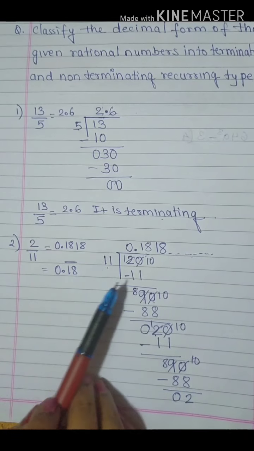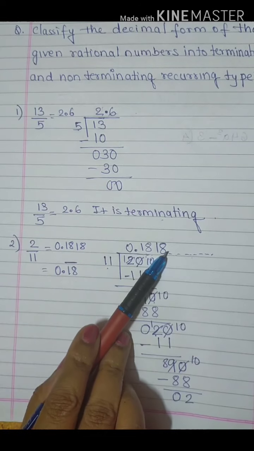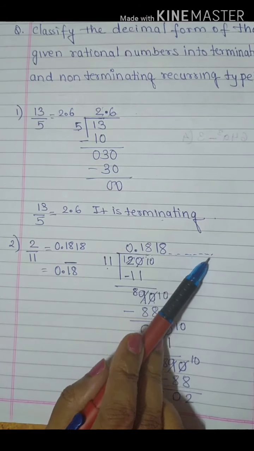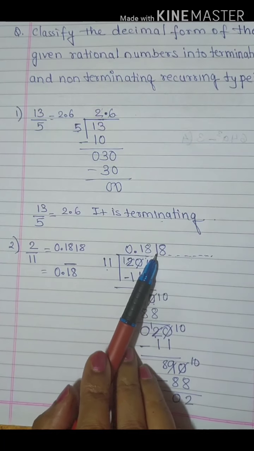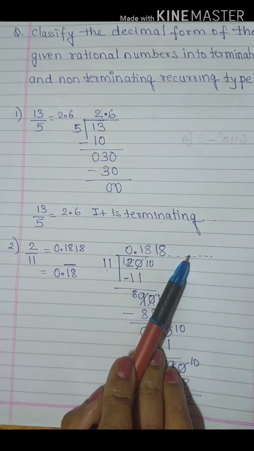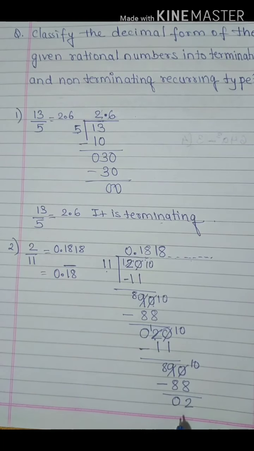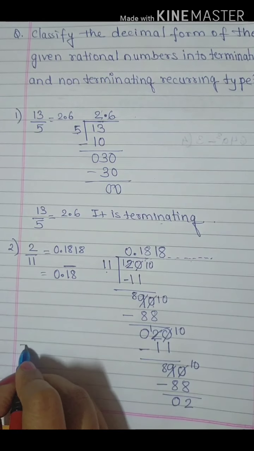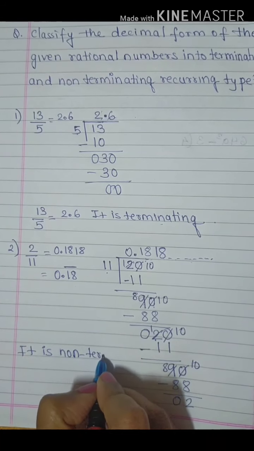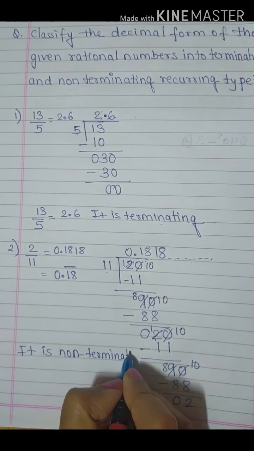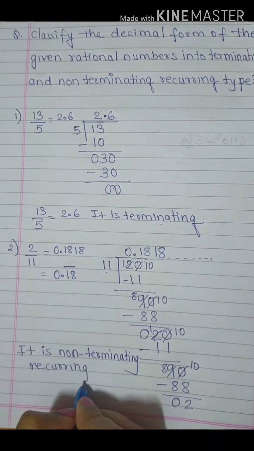Are you getting me, student? What I want to say is that again we will take, again the same number will come 18181818. So it is what? It is non-terminating recurring type. It goes on repeating and repeating. Okay, so it is non-terminating recurring type.